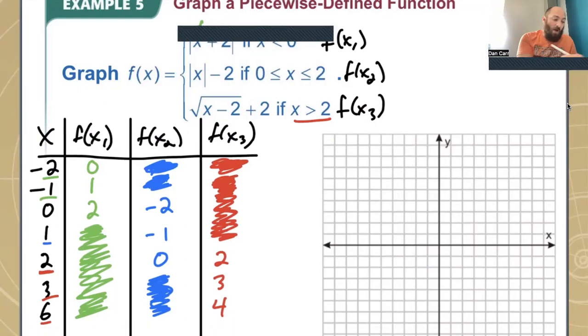All right, so now I need to get to plotting everything. Let's start with the green one. Okay, I chose -2 as my first value. It's going to go -2, 0, and -1, 1, and then 0, 2.